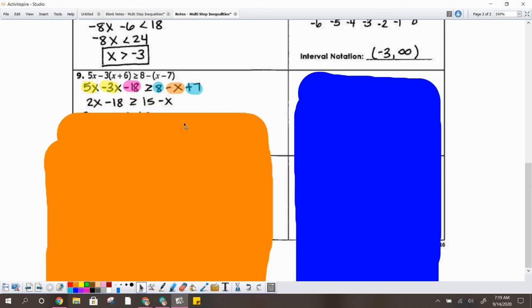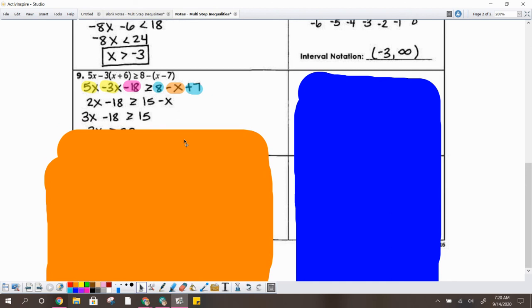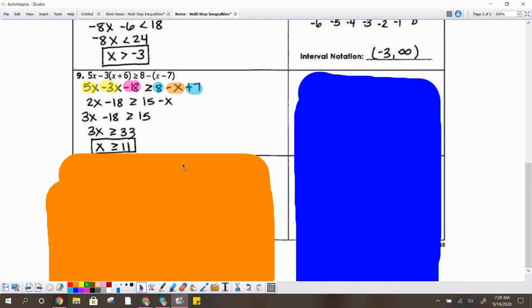Then you can go ahead and move your x terms again. Easiest to move them to the left, just so your x value, when you solve, is on the left side. It's easier that way. So I'm going to move my left one to get 3x minus 18 is greater than or equal to 15. Add 18 to both sides. Divide by 3. Since we're dividing by a positive, the sign stays the same. All right, and then we have x is greater than or equal to 11.